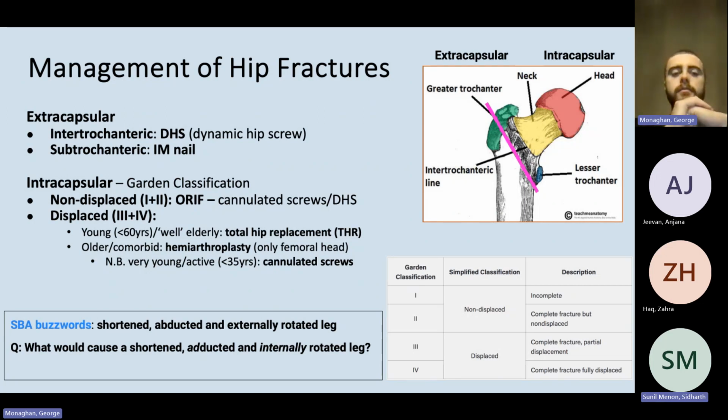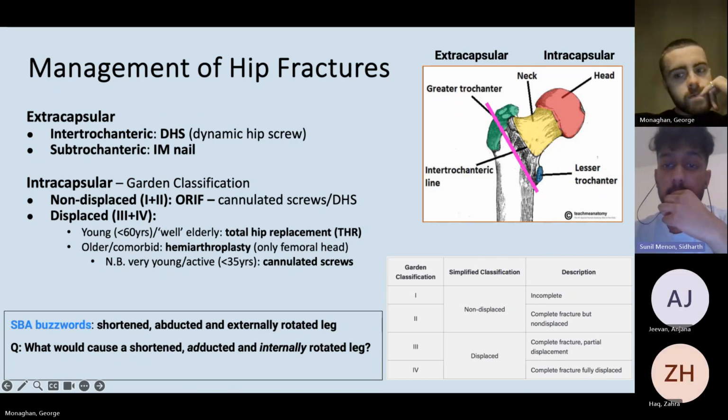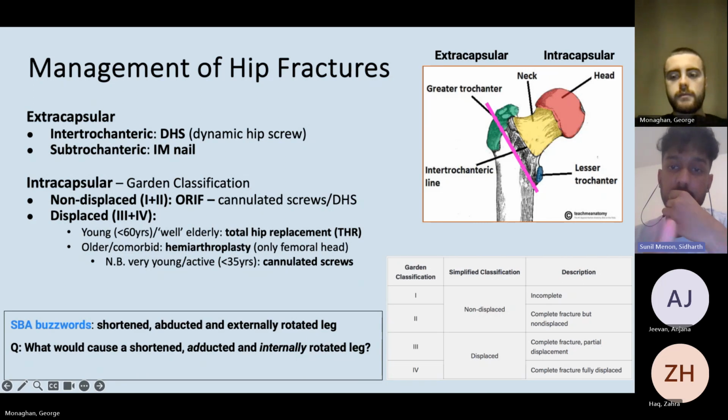So if you draw a horizontal line from the bottom of that pink line, then anything below that is subtrochanteric. Anything from that diagonal pink line up to that horizontal line would be intertrochanteric. Anything from the middle of the neck would be transcervical. I think anything from the very bottom of the head would be subcapital, which are both types of intracapsular. And I think that's probably as much as you need to know.